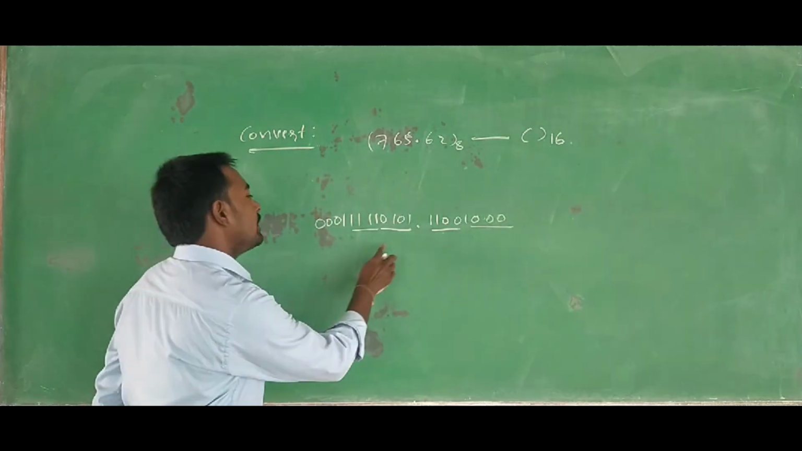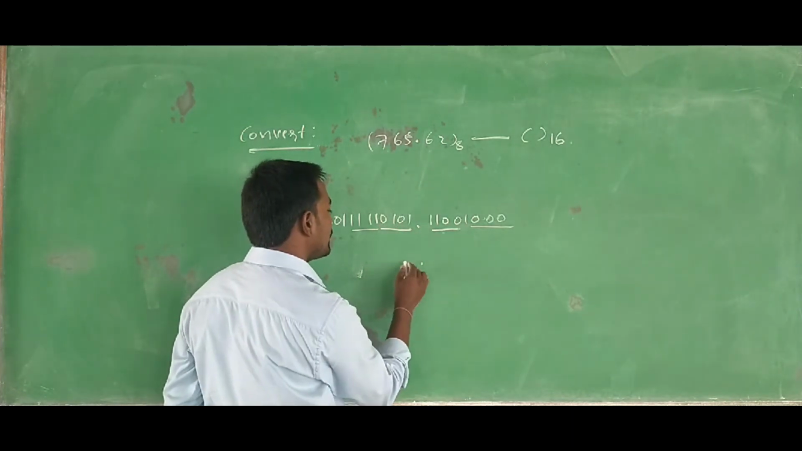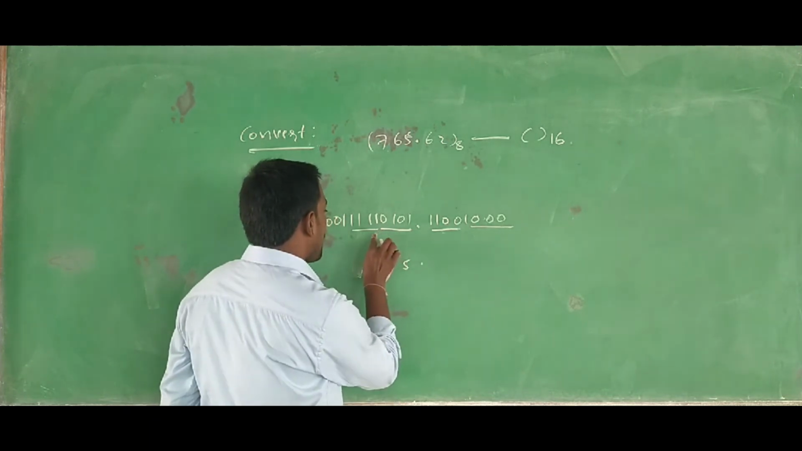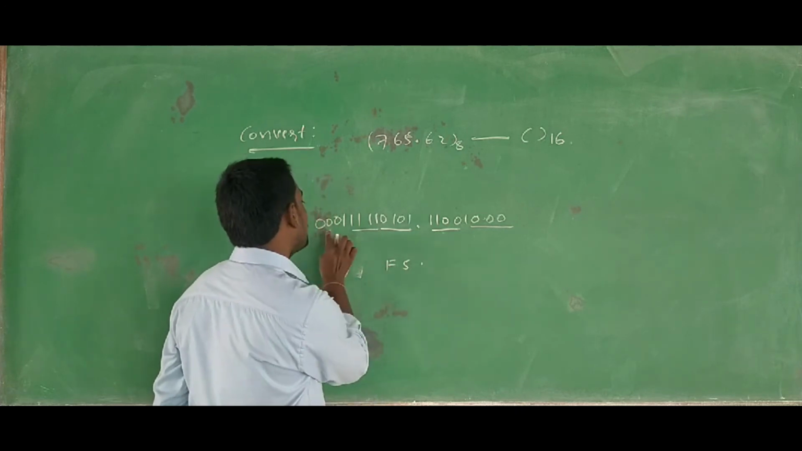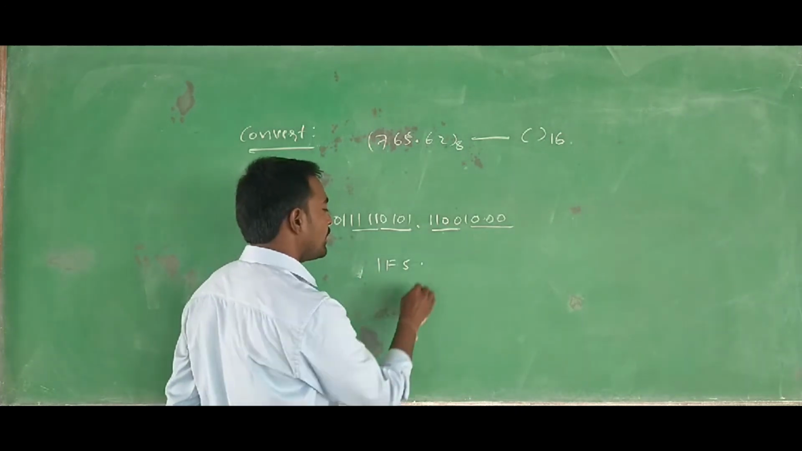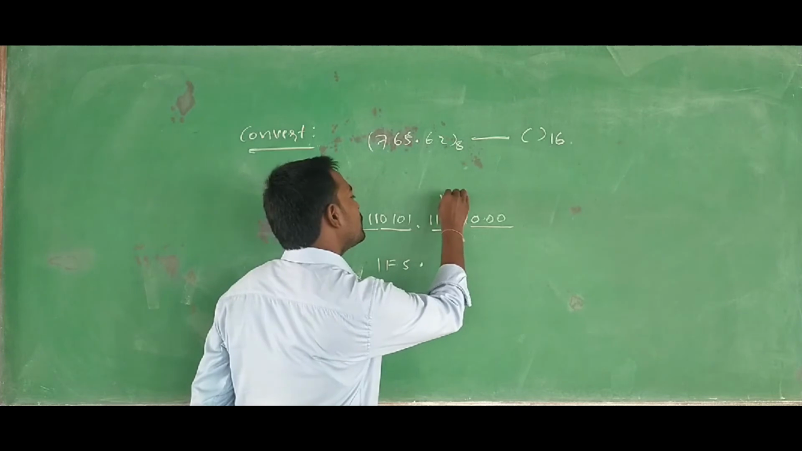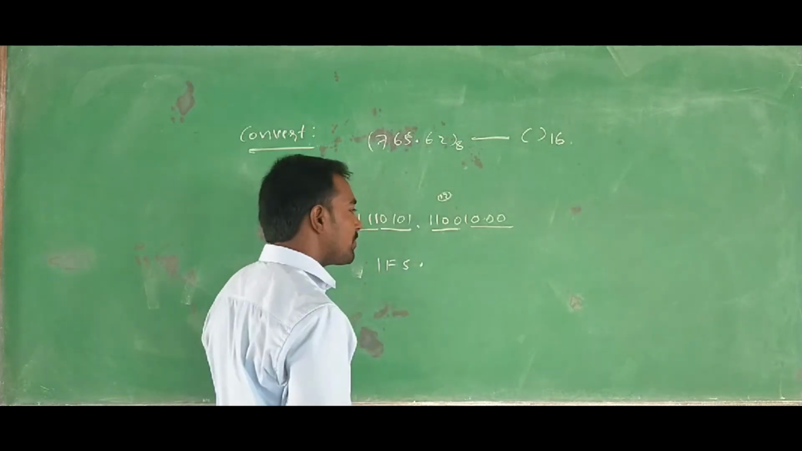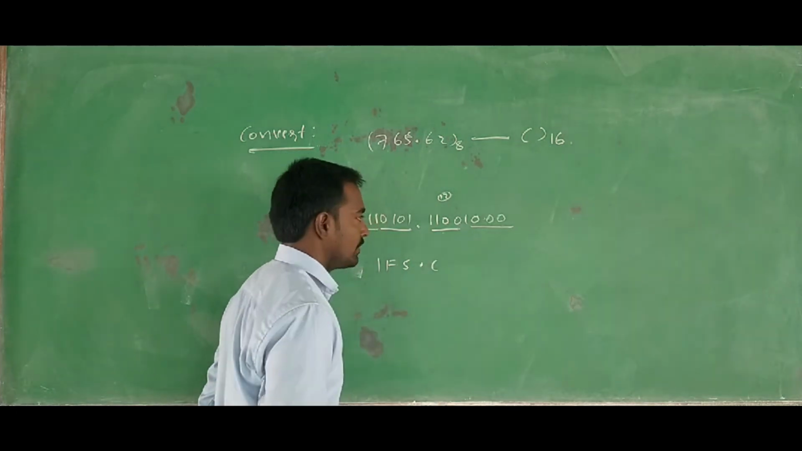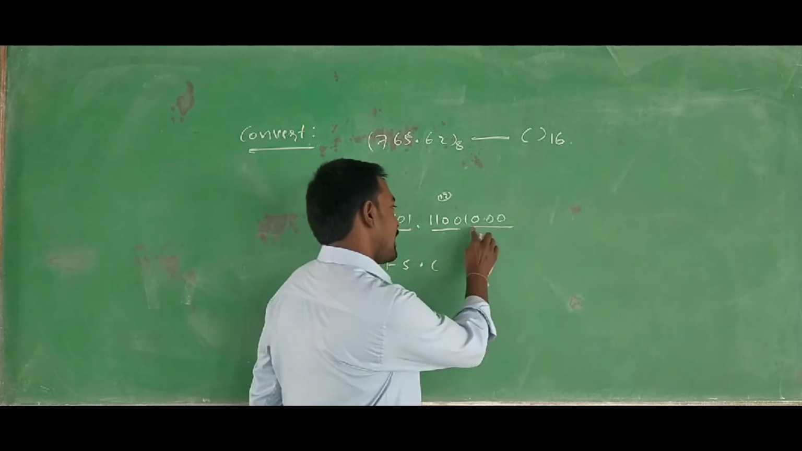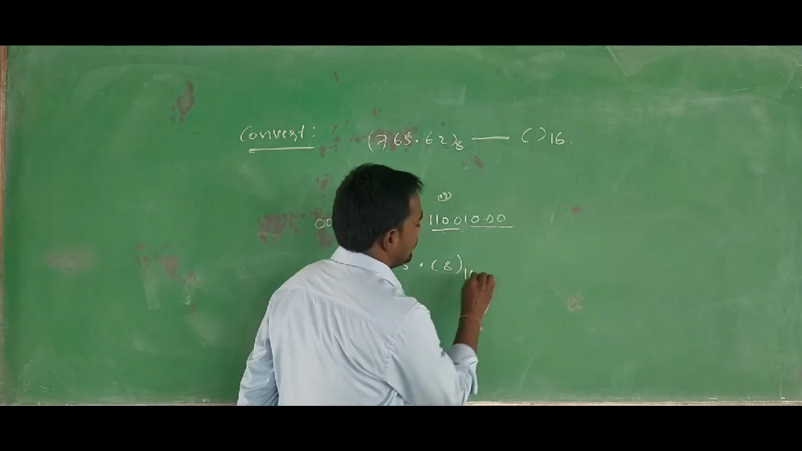Before the radix point, 0101 is equal to 5, 1111 is equal to F, and 0001 is equal to 1. After the point we have 1100, which is equal to 12. The value 12 is represented in hexadecimal as C, and 1000 is equal to 8, and this has the base of 16.